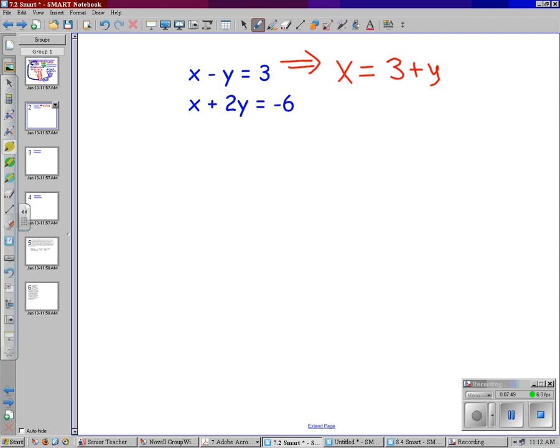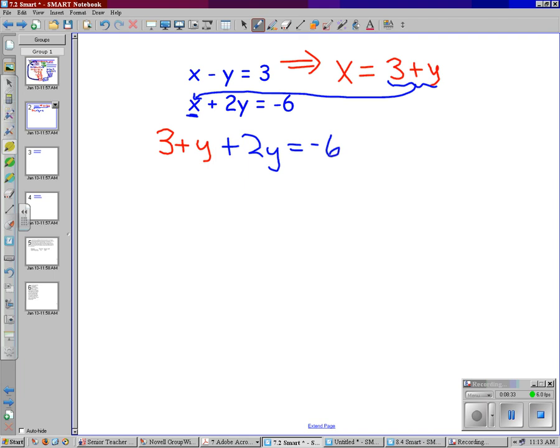Where does that get substituted in for then? Does anybody know where that's going to get substituted in for? Anybody have an idea? Ellie? 3 plus y is going to get substituted into x in the second equation. Exactly. It's going to get substituted in that other equation for the x. So when we write that, it's going to look like 3 plus y, that's in for the x, plus the 2y equals the negative 6. What I have in red up here is all part of that x that we had sitting in the original equation. 3 plus y plus the 2y equals negative 6.